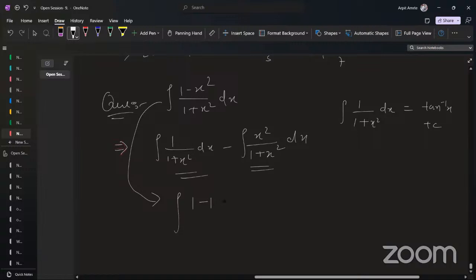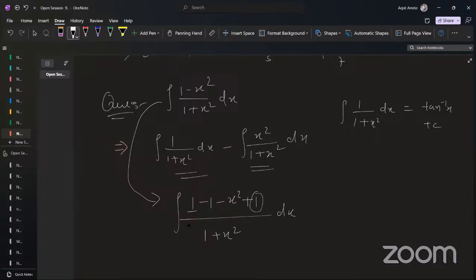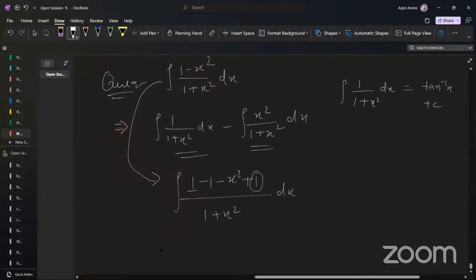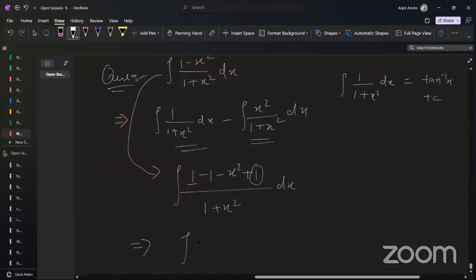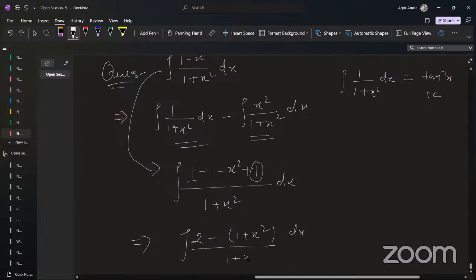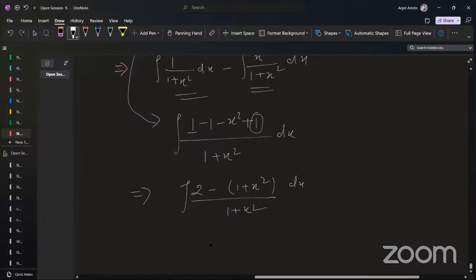1 minus 1 minus x square plus 1, divided by 1 plus x square, dx. Here this one and this will become 2. And what will you get further? 2 minus 1 plus x square, dx, divided by 1 plus x square. Right? Now I can separate.